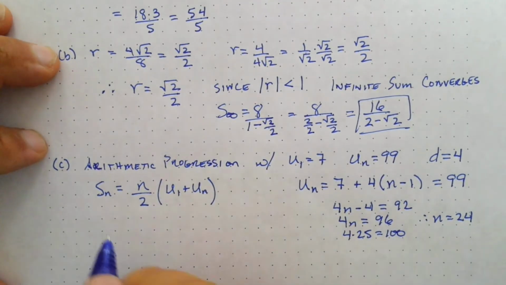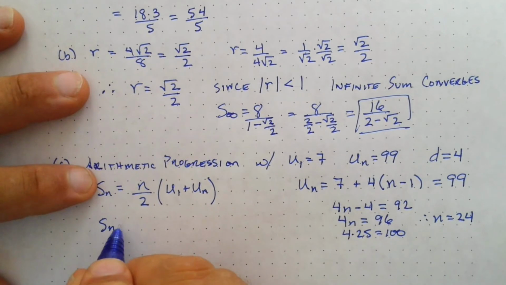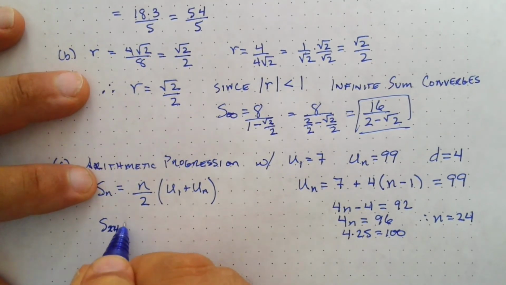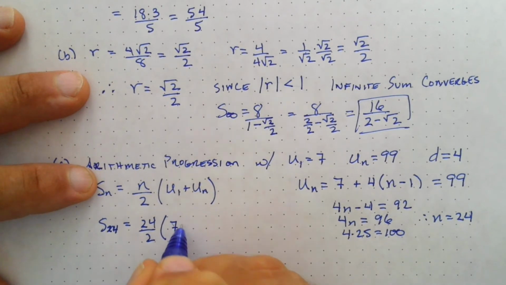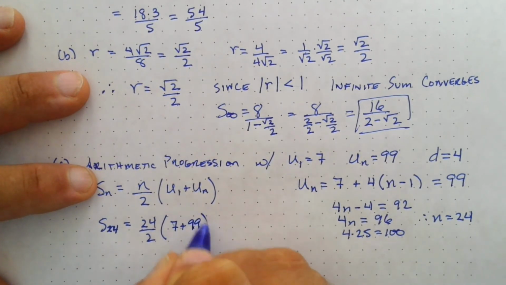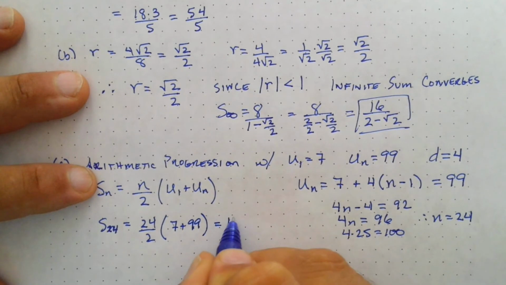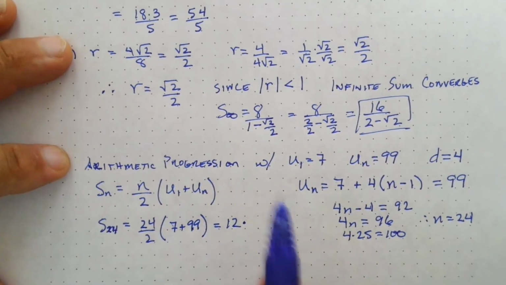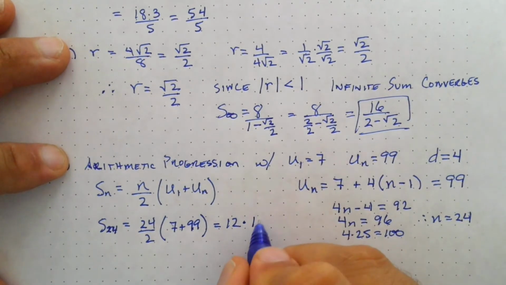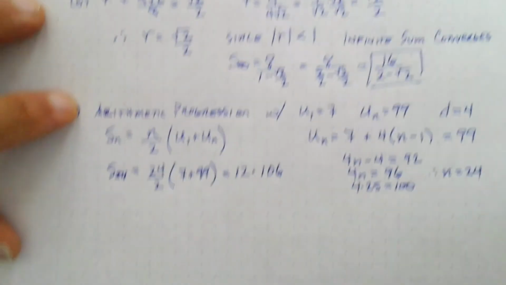Okay, so now I know that the sum of the first n terms is going to be the sum of 24 terms, which is going to be 24 over 2 multiplied by 7 plus 99, which would be 12 multiplied by, let's see here, 7 plus 99 would be 106, so 12 multiplied by 106.